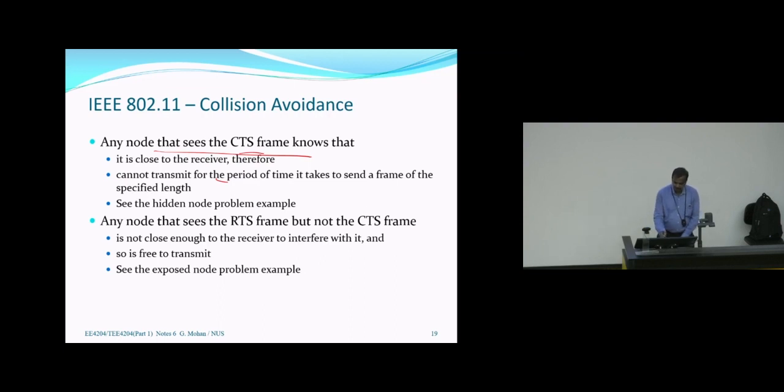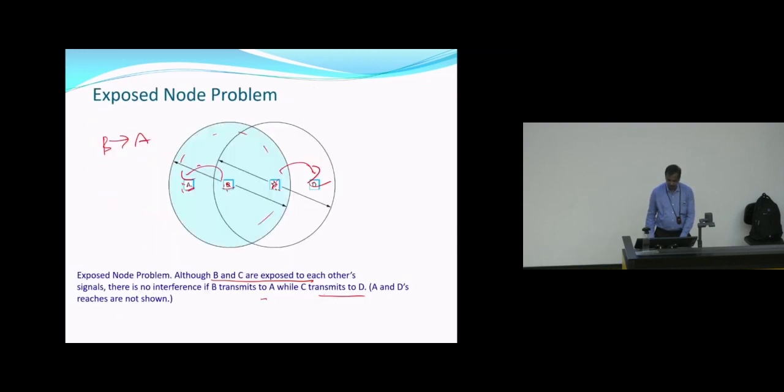Now, how is the exposed node problem addressed? In this case, we said B can send to A, and C can send to D. Both can happen. How it is done is, when B wants to send to A, it sends RTS, and that RTS will be received by C as well, right? Because B is within the reach of C, whatever B sends, C also receives, so C is receiving the RTS here. But A responds with CTS to B, but this CTS will not be received by C. Okay?